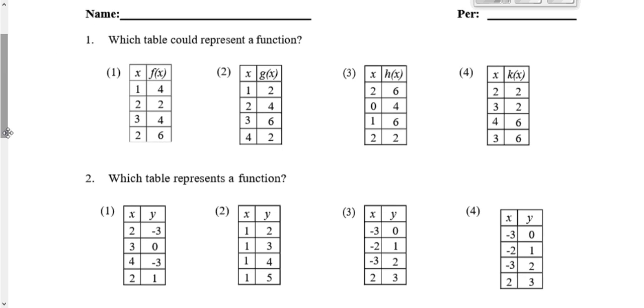Now, remember, listen, what's required for a relation to be a function? Only one output. Every input has exactly one output. Now, read this first one.